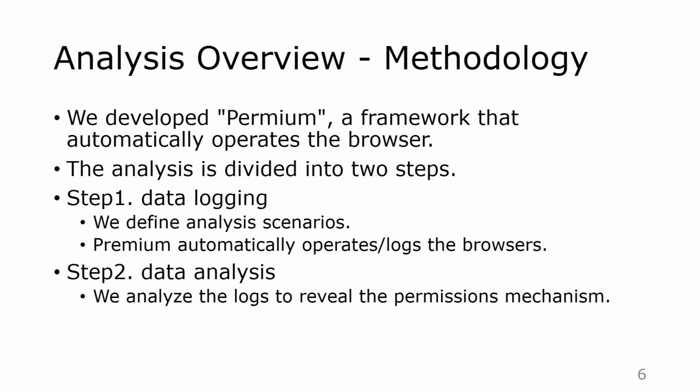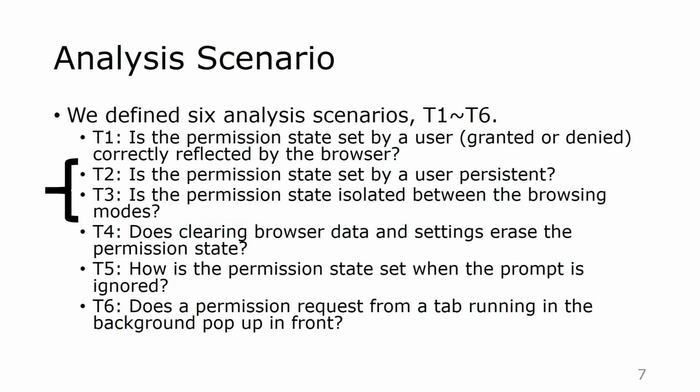In data logging, we define the analysis scenario. Permium automatically operates the browser and logs the operation and the permission status based on the analysis scenario. In data analysis, we derive the permission mechanism by analyzing the logs. Here, I provide the analysis scenarios that define what we analyze in the browser. Due to time limitation, I will only explain the results of 2 analysis scenarios, the persistence of permission and the impact of browsing mode, in this presentation.